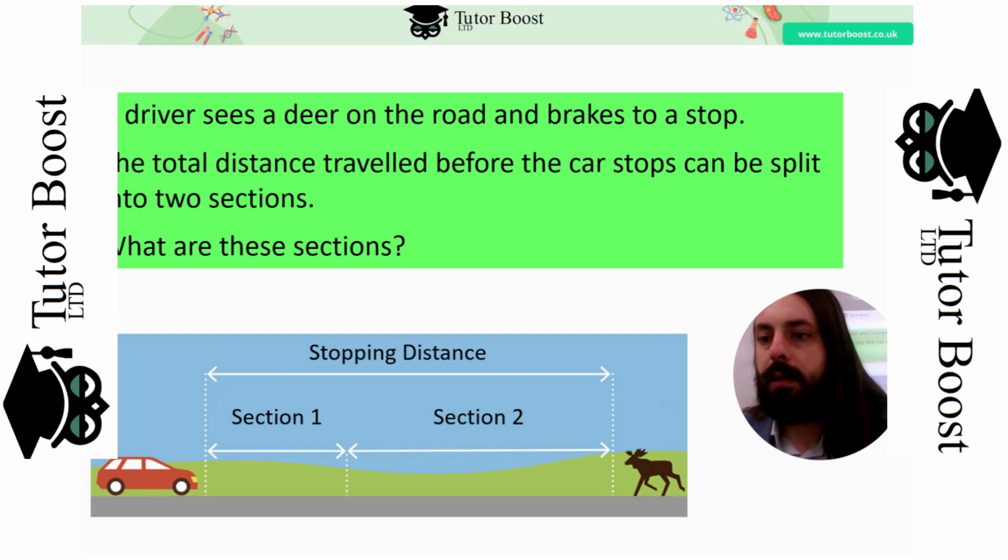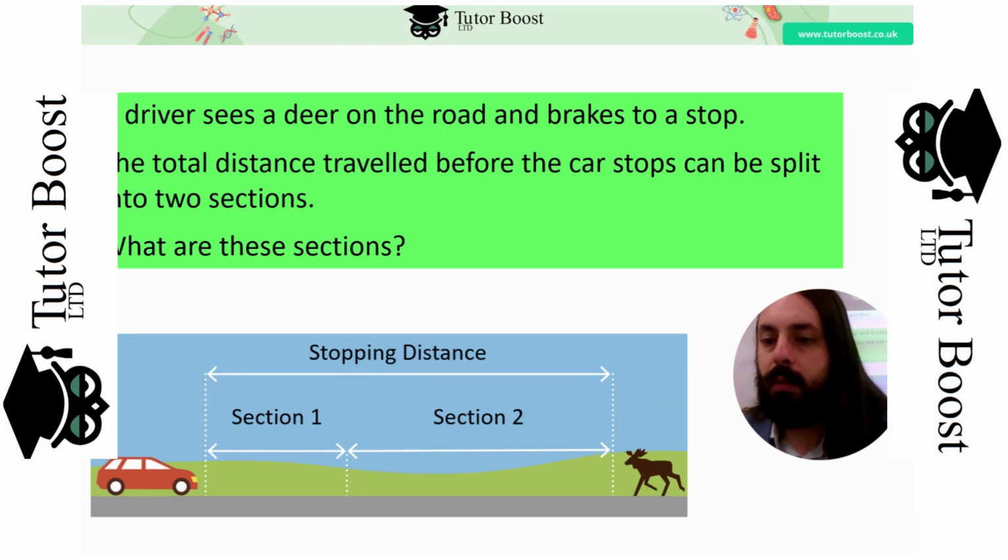Okay, so let's talk about stopping distance now. The driver sees a deer on the road and brakes to a stop. The total distance traveled before the car stops can be split into two sections. What are these two sections? Section 1 and section 2. Stop the video and try to answer it yourself.